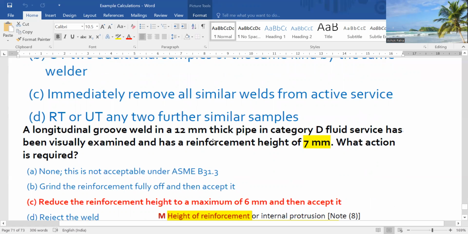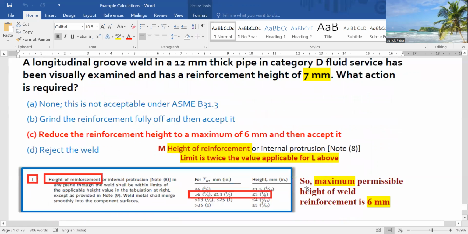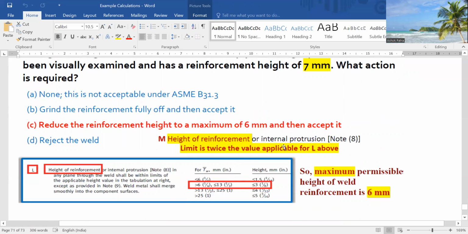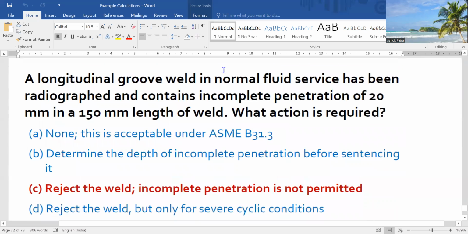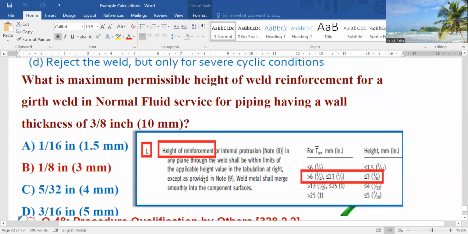A longitudinal groove weld in 12 mm thick pipe, category D fluid, has been visually examined and has a reinforcement height of 7 mm. So the height of reinforcement and internal protrusion, note 8, has a limit of twice the value applicable for the Table 341.3.2. So it is 3, so the maximum permissible height is 6. Reduce the reinforcement height to a maximum of 6 mm and then accept it. A longitudinal groove weld in normal fluid service has been radiographed and contains incomplete penetration of 20. So reject the weld.